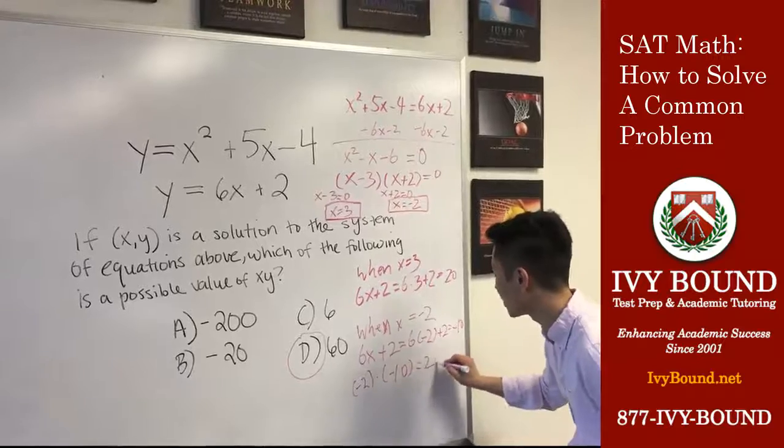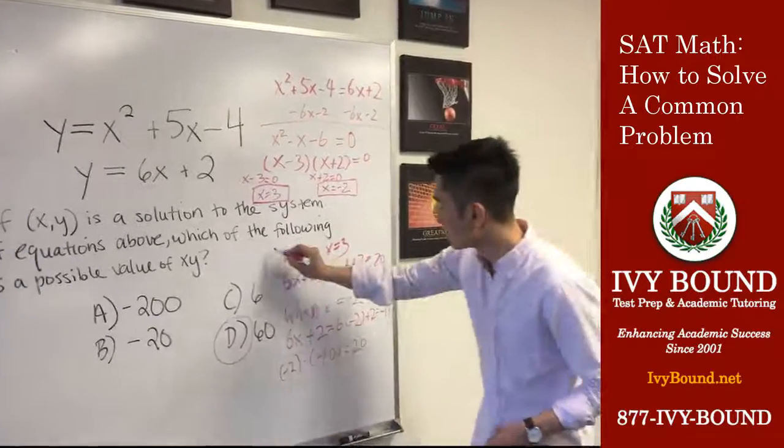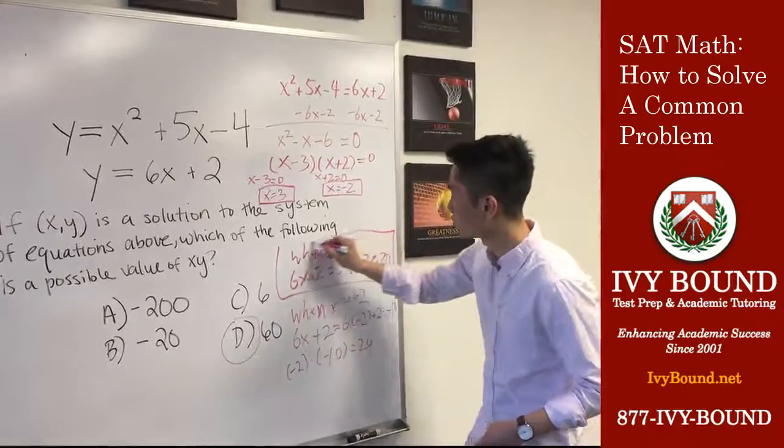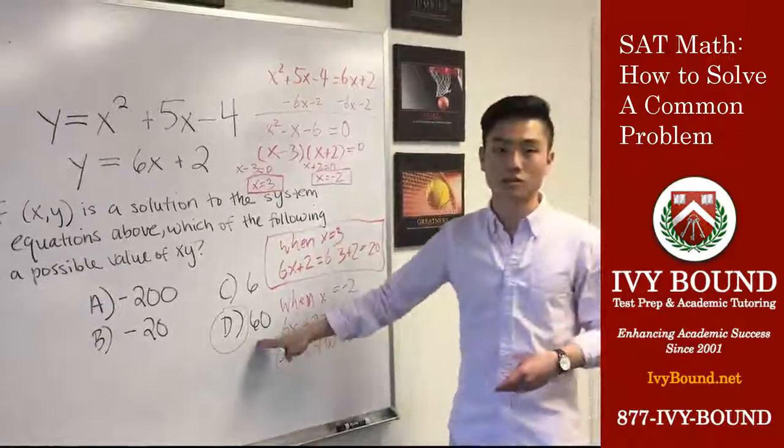Alright? Let's see if 20 is in our answer choices. It's not. We only have -20. So basically, that means our first experiment actually generates the correct answer, 60. So the answer is D.